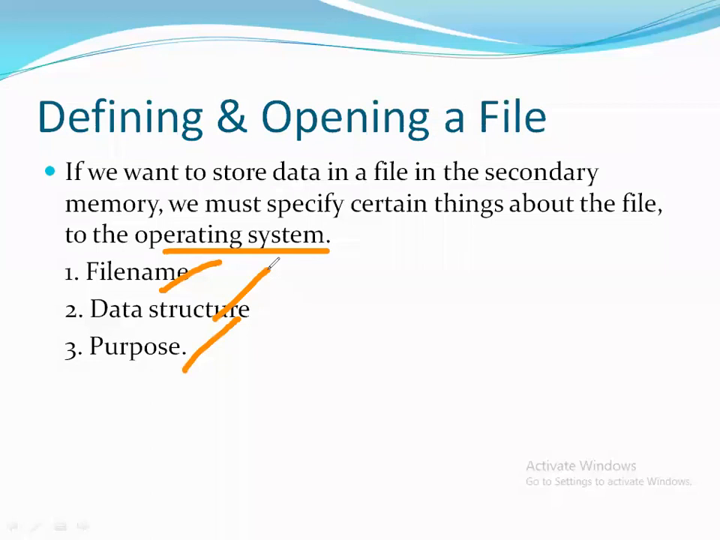Before creating a file, we have to maintain these three points. First one is the file name I have to specify. Next, what is the data structure of the file, and for what purpose we are going to use it. These three points are very important to the file's initial steps: file name, data structure, and purpose. Okay, let us go to the remaining part.